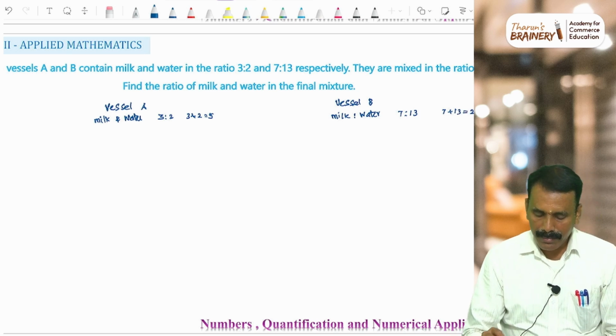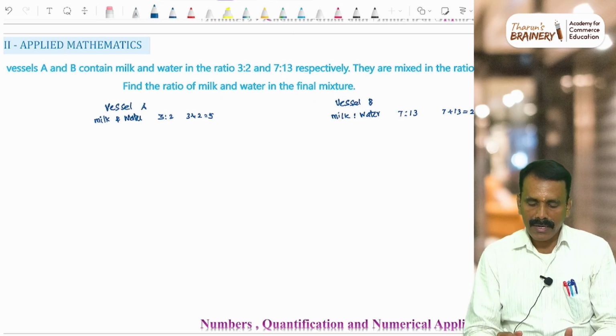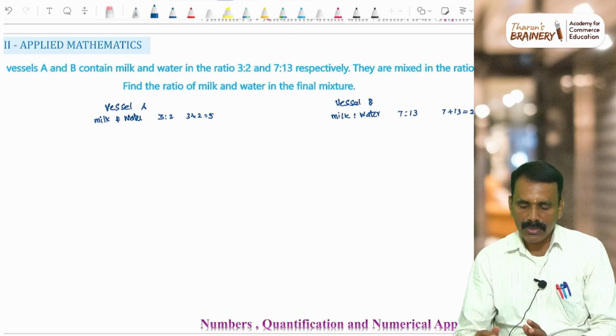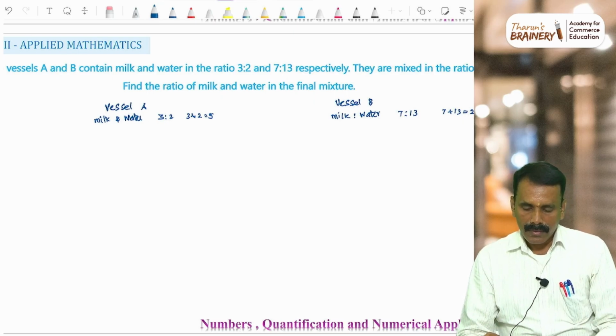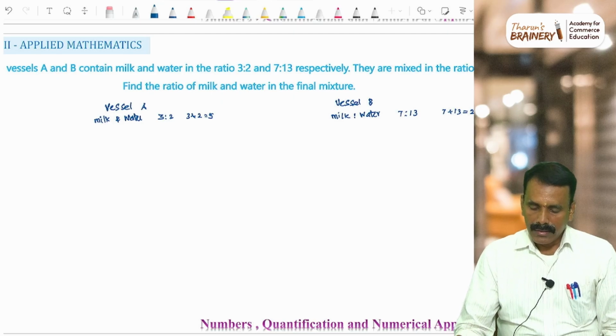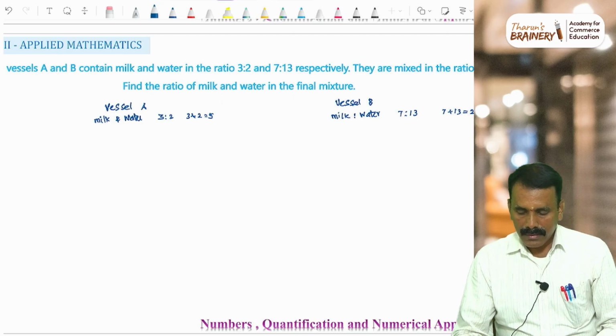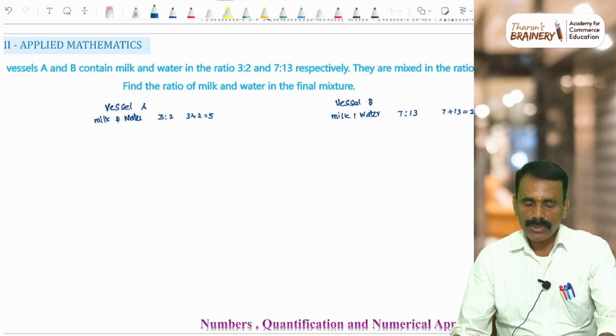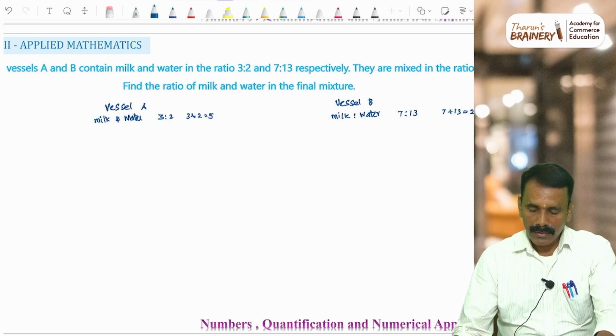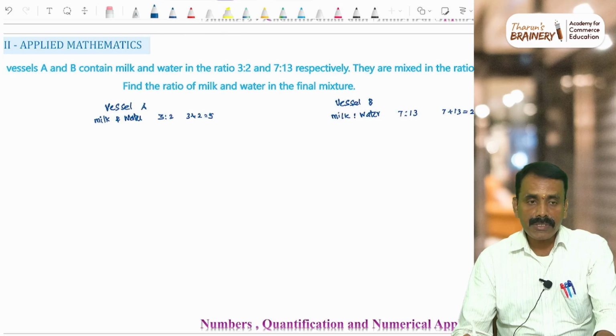And we take some amount from vessel A and some quantity from vessel B and mix them together in the ratio 2:3. So they are mixing, and the ratio is given to us.